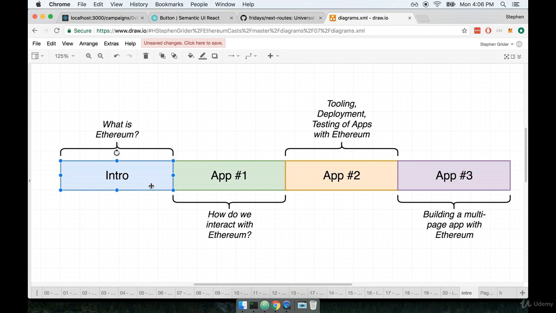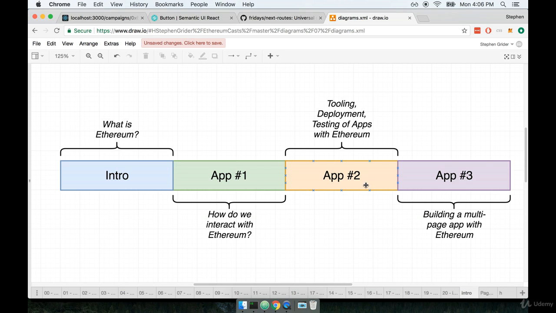The first thing that we're going to talk about is the introduction. In the introduction, I'm going to give you the fundamentals of Ethereum and blockchains. And inside of here, you're going to get a good idea of how Ethereum works and why we care about it at all. We'll then immediately dive into creating our first working application using Ethereum. In this first application, we're going to learn how to interact with Ethereum as developers.